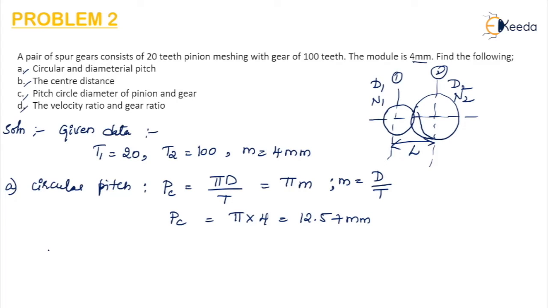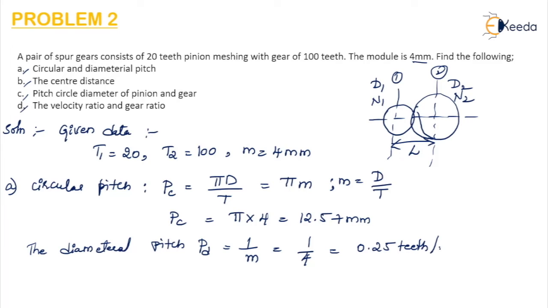Now they are asking us to find the diametral pitch. So Pd is equal to 1 by m. So that is 1 by 4. We can write it as 0.25 teeth per mm. So this is the diametral pitch.